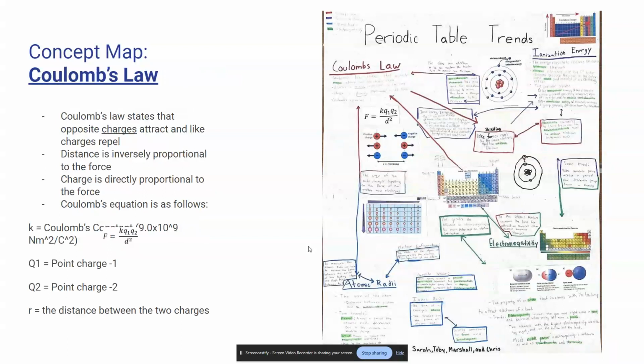Coulomb's law states that opposite charges attract and like charges repel. The distance is inversely proportional to the force and charge is directly proportional to the force. Coulomb's equation is as follows: F equals K Q1 Q2 over r squared, where K is Coulomb's constant, 9.0 times 10 to the ninth N m squared divided by C squared, where Q1 is the point charge 1, Q2 is the point charge 2, and r is the distance between the two charges.